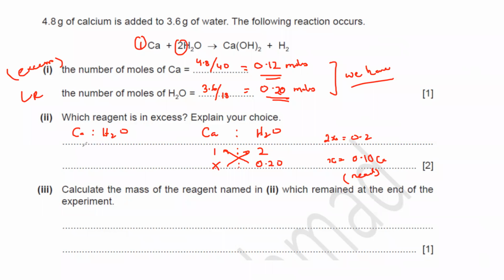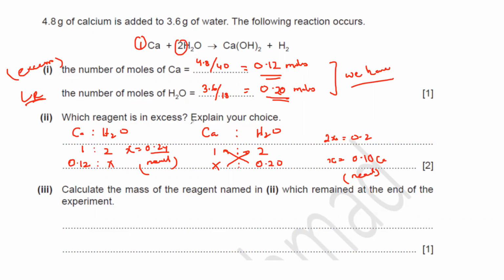First, I will write the ratio according to the equation, 1:2. So if I say I have 0.12 moles of calcium, then X moles of water are needed. When we cross multiply, it means 0.24 moles of water are needed for a complete reaction. But we don't have 0.24, we have only 0.20. So that also shows that water is a limiting reagent.